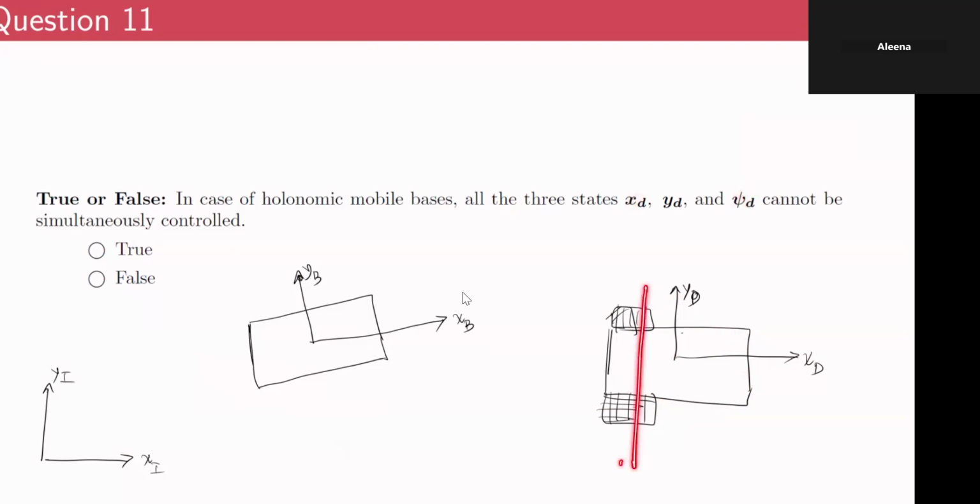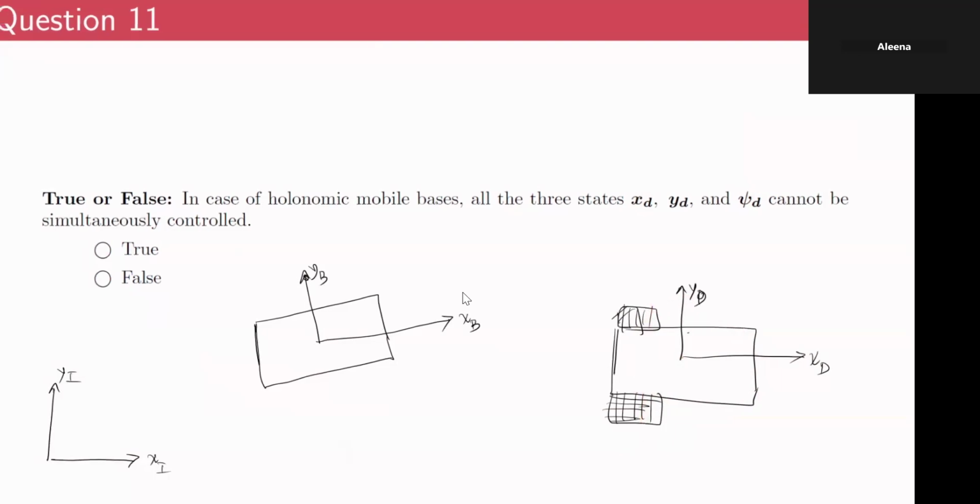But what about the lateral motion? A differential robot cannot slide laterally, because these conventional wheels provide infinite resistance along the lateral direction. So YD cannot be controlled. All these coordinates cannot be controlled independently and simultaneously.